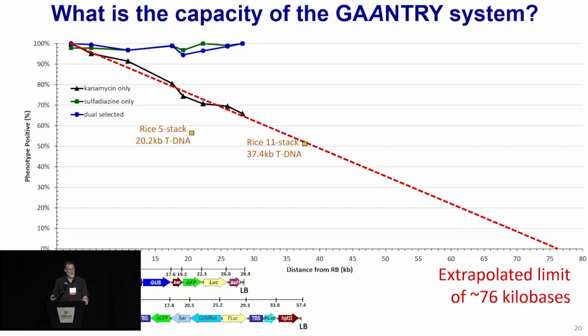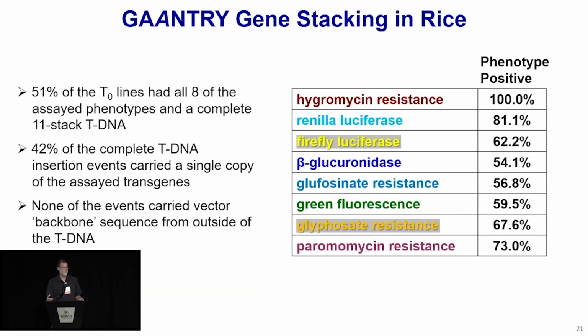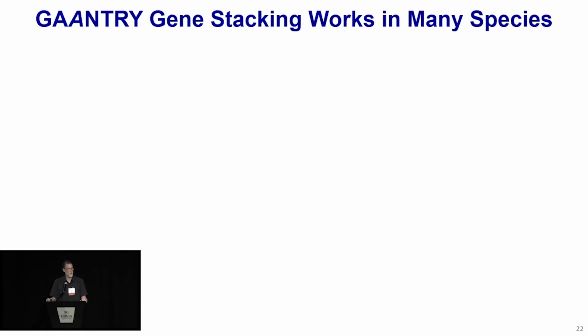But that's not actually the capacity of what you can stack. We've now built, I'm not going to go through it, but we've built very large tDNAs, including ones that are bigger than 76 kb. Gantry can build it, but the agrobacterium strain is not efficient at delivering extremely large tDNAs into plants. So I'm just going to summarize the rice data. About half of the events that we detected were high-quality events that had a complete tDNA. 42% were the complete tDNAs, and none of the events had vector backbone.